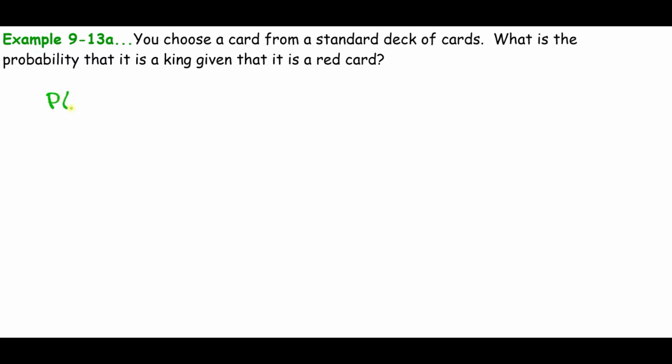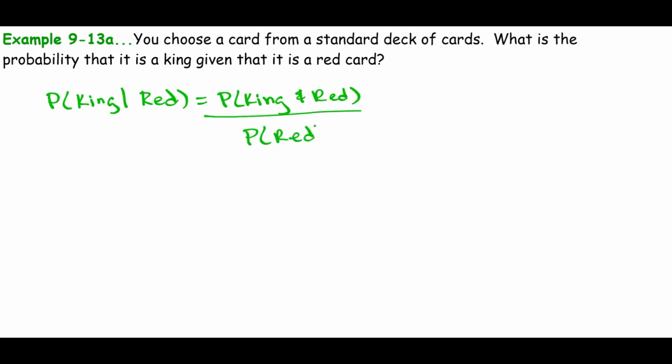So probability of king given red. Remember, we have a conditional probability formula. So this is the probability of king and red divided by the probability of red.